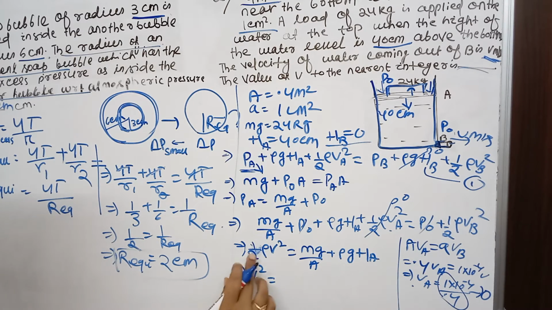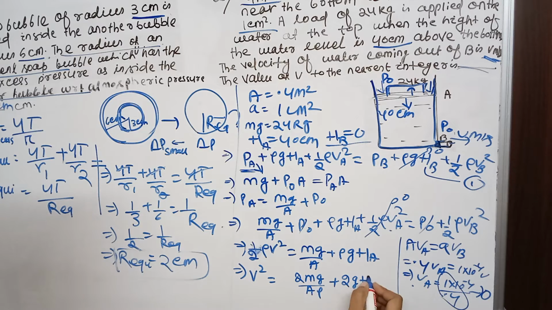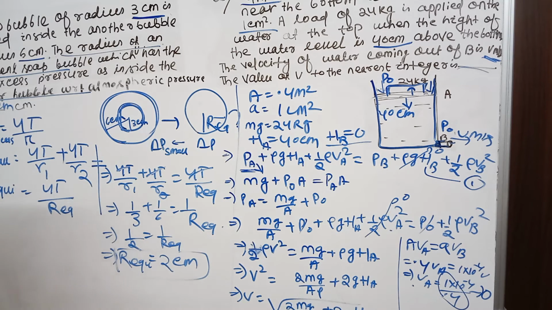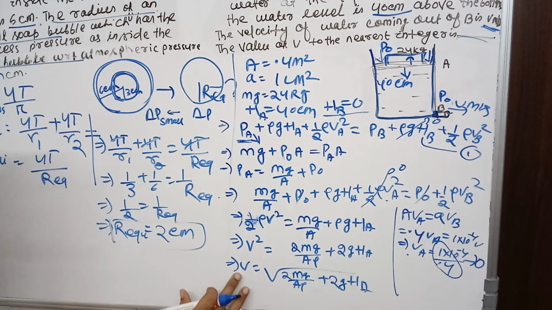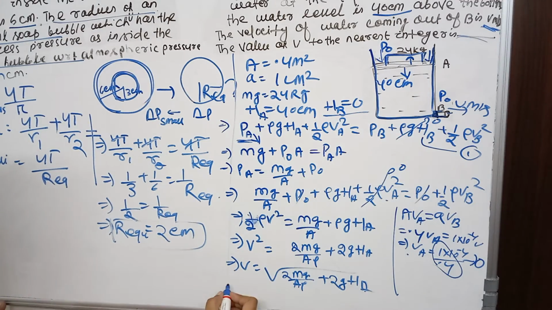V square will be 2 upon rho multiplied with both these terms. So you will get 2 mg upon A rho, plus 2 g hA, rho will get cancelled. So this is the term V square. Now what will be V? V will be square root of 2 mg upon A rho plus 2 g hA. Okay, now this is the expression of velocity of water that is coming out from the inlet B.